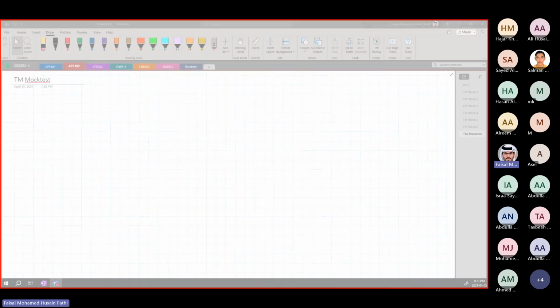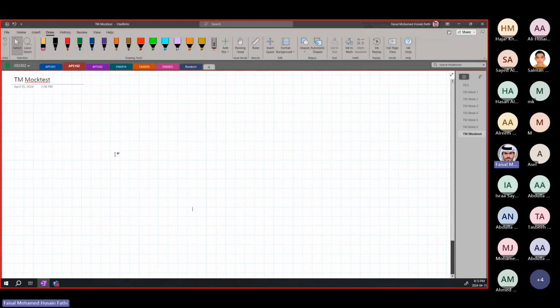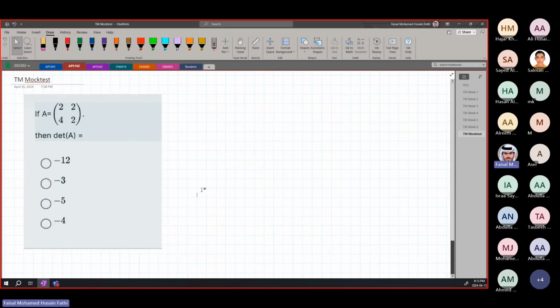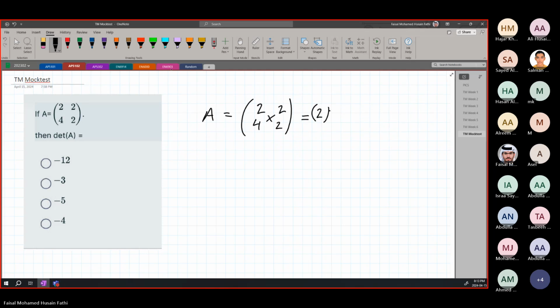The first question is this. If A is 2, 4, 2, 2, then the determinant of A is what? So A is equal to 2, 4, 2, 2. How do you find the determinant? You take these two, multiply them, these two, and multiply them. So 2 times 2 minus the other two that you're multiplying, 4 times 2.